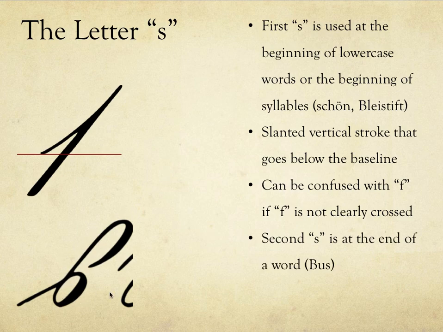Now this S, I think kind of looks like a 6. And this S is our end S, or our final S. It is used at the end of words or the end of a syllable. So for example, in the word Bus, which means bus, we would use this S because it's the end of the word. So this S up here, the beginning of lowercase words or the beginning of syllables. This S down here, the end of words or the end of a syllable.